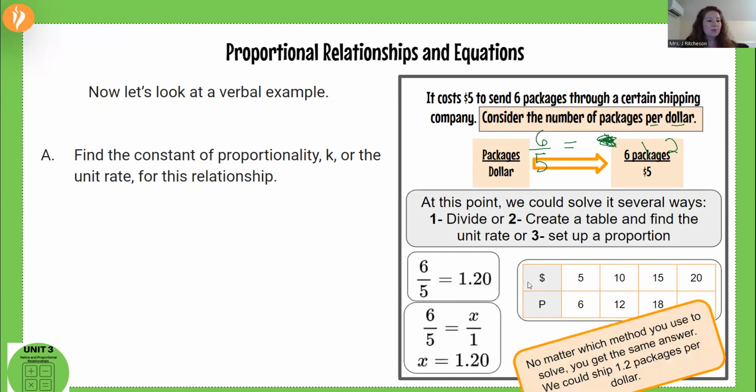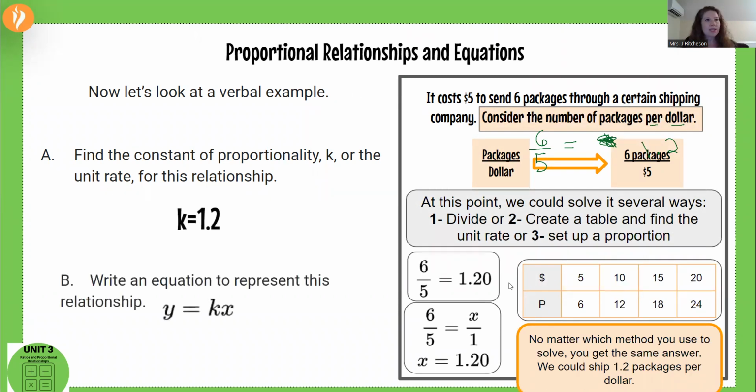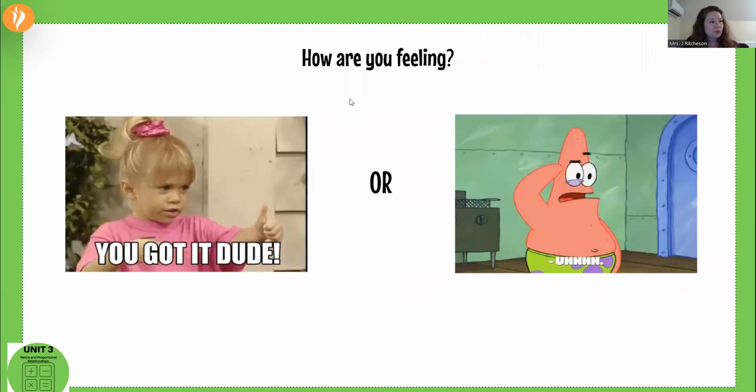So what would our equation be? Our equation would be y is equal to 1.2 times x. Do you have it?